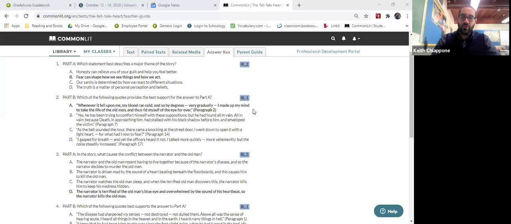So when we first read The Telltale Heart, we discussed how fear can shape how we see things and how we act. We discussed that although it seems like maybe he feels guilty, that's why he confesses, he's really more driven by fear, all right? Letter C says our sanity is determined by how we react to different situations. While this is true, it's not really true as it is presented in the story because there aren't different situations in the story, there's only one.